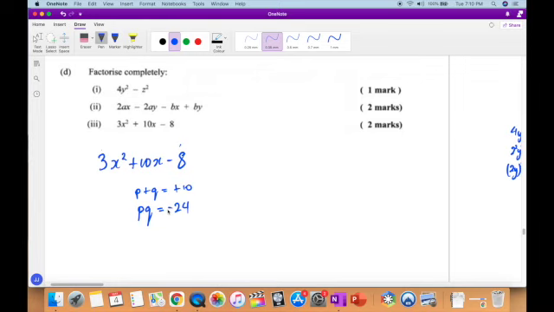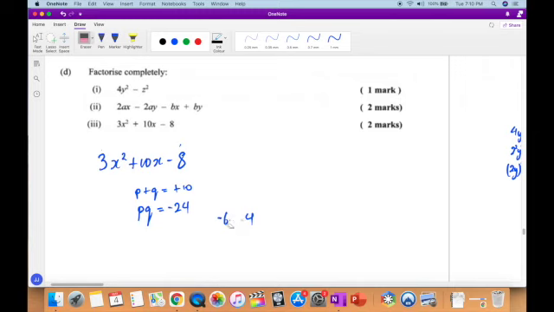Yeah, but that is true. But then you can't have any, like, 6 and 4 is 24. But if it's positive 6 and positive 4, I can't get negative 24. And if any one of these is negative, then I wouldn't get positive 10.